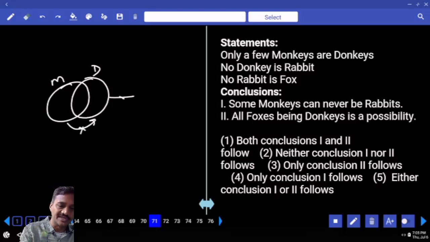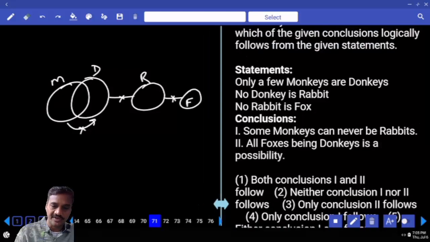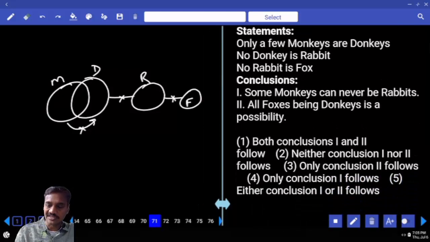No donkey is a rabbit. No intersection between donkey and a rabbit. And no rabbit is fox. No intersection between rabbit and a fox. Then in this one, some monkeys can never be rabbit. Some monkeys being rabbits is not at all possible.